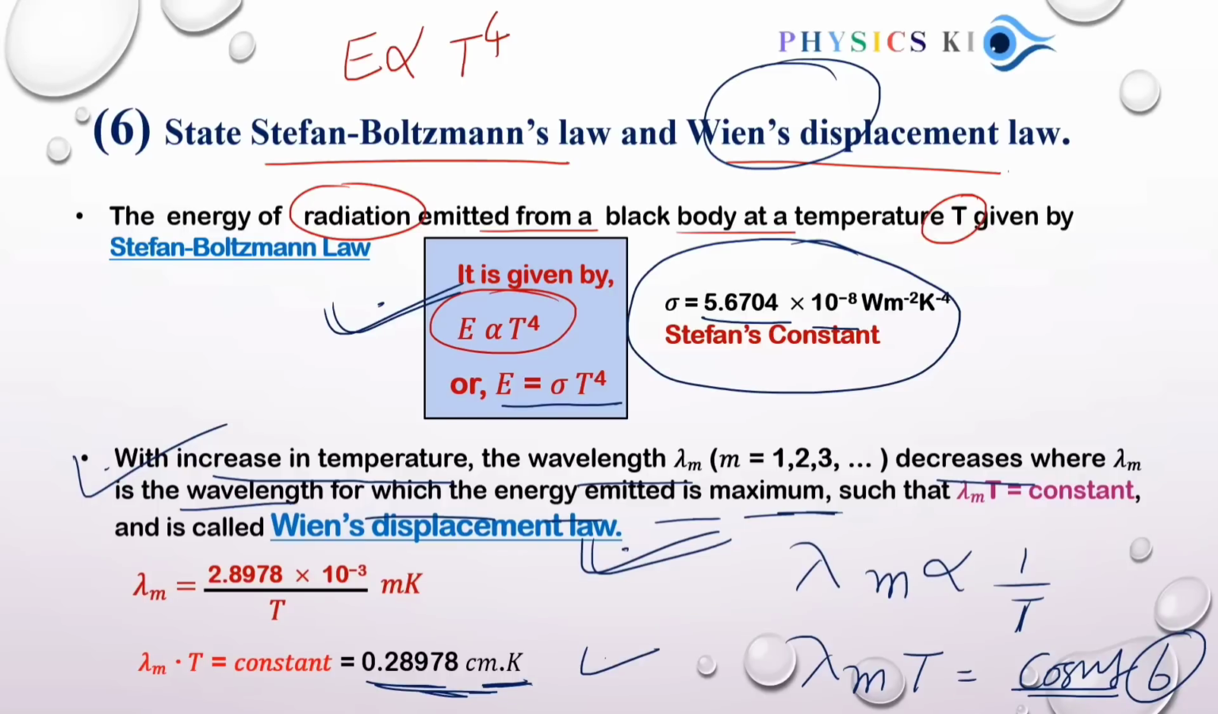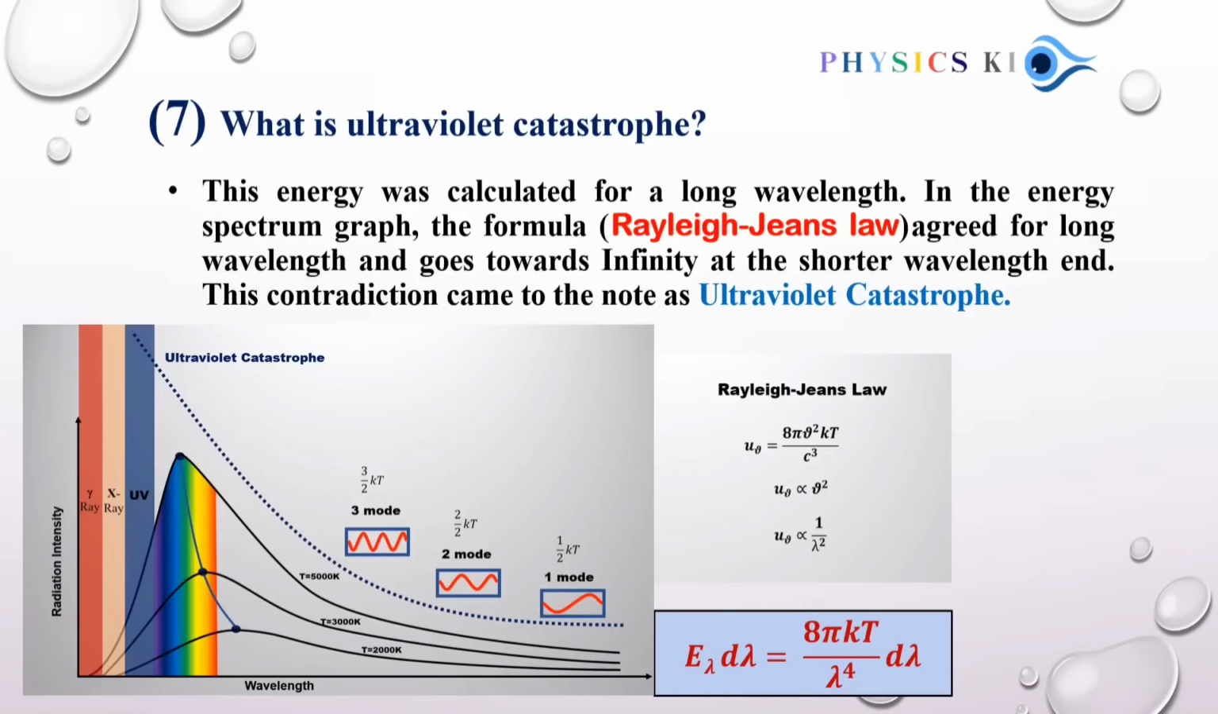Next, what is the ultraviolet catastrophe? Very important question. The energy was calculated for a longer wavelength. First of all, this is the Rayleigh-Jeans law, and just check this equation. Energy is inversely proportional to the square of the wavelength. तो इसके मुताबिक क्या होना चाहिए कि भाई जब वेवलेंथ जो है वो इन्फिनिटी तक जा रही है तब एनर्जी क्या हो जा रही है? जीरो हो जा रही है. सो दिस इज अ correct.